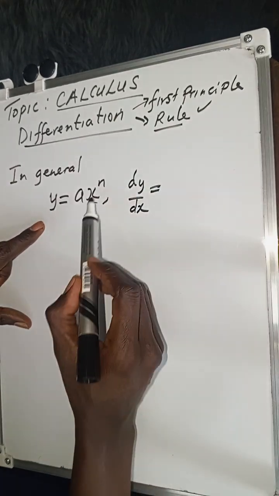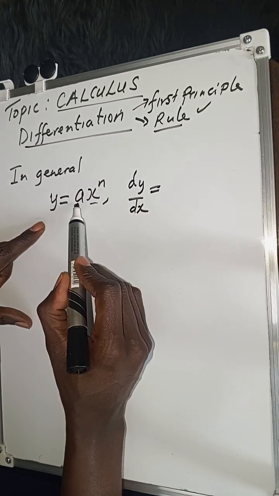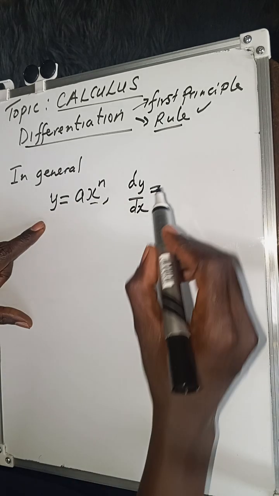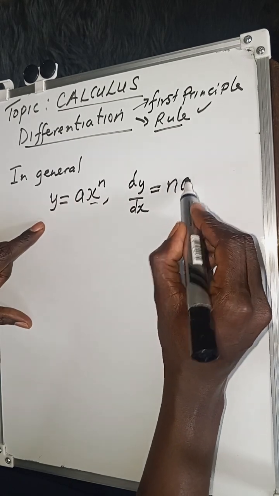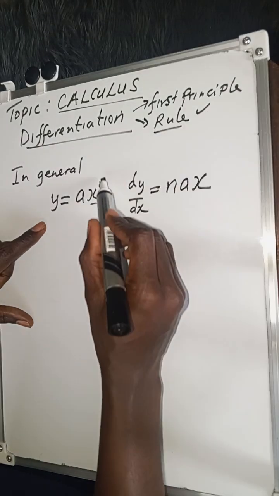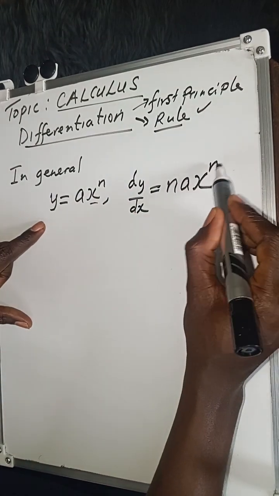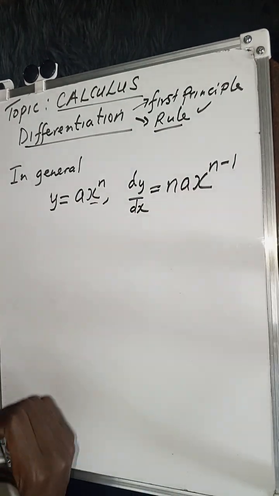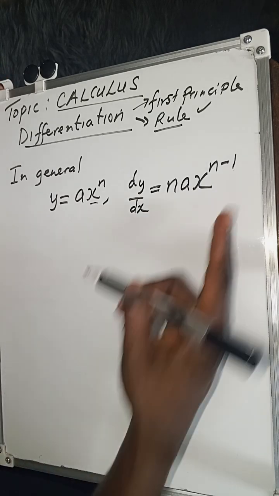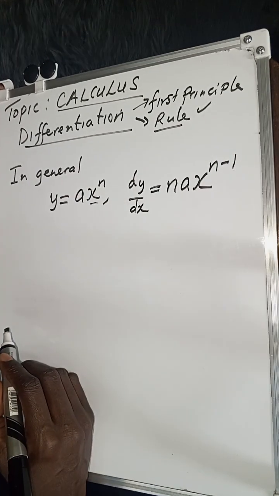So what do we do? Well, you get the index, you multiply by the coefficient. So it is going to be an, then that will be x to the power n minus 1. So the index reduces by 1 when you are differentiating. So that is the rule that we are going to be using.